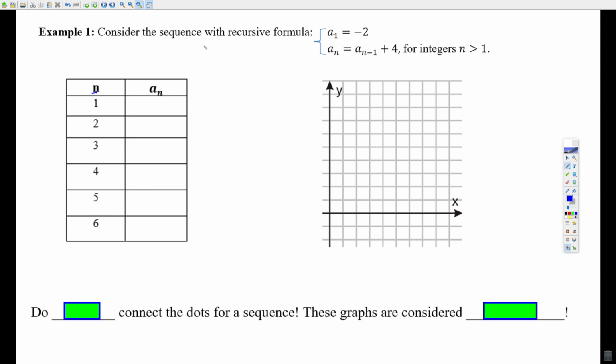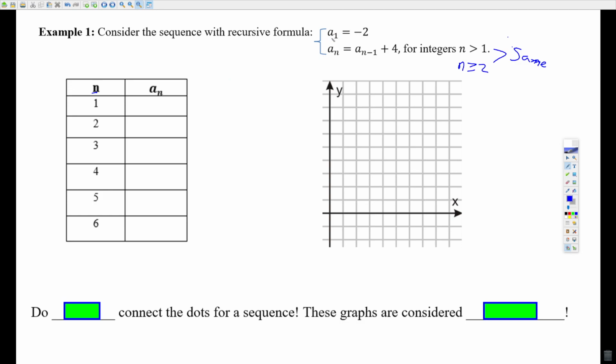So example 1 says, consider the sequence of the recursive formula a sub 1 equals -2, a sub n equals a sub n minus 1 plus 4 for integers n greater than 1. One thing I want to point out about this one is that it did not use n greater than or equal to 2. However, whenever you say for integers n is greater than 1 without the equal to, these two things are the same. So make sure you understand that. This one starts at 2 because equal to 2. This one says it has to strictly be bigger than 1, so this would also start at 2.